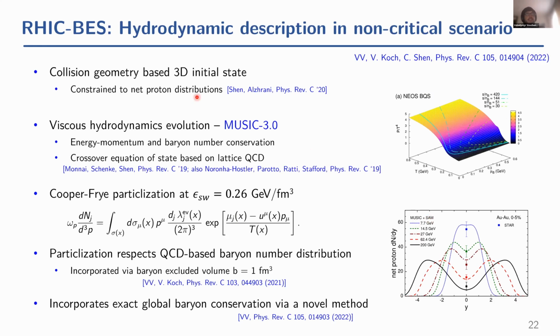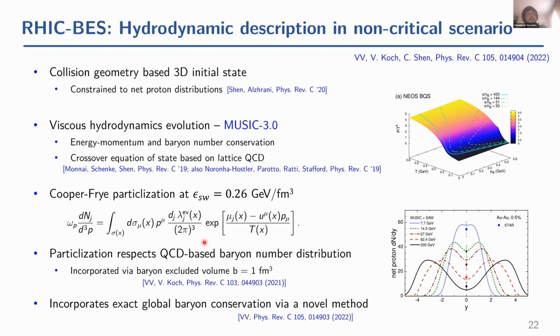The calculation is a 3D hydro simulation using MUSIC. It has been constrained to the bulk observables, like distributions of net proton number, as well as the pT spectra. Consistent with the notion of a non-critical scenario, we use the crossover equation of state, so no critical point, but it is based on lattice QCD, on the Taylor expansion of lattice QCD. Then at the end of hydro, one performs the so-called particlization, so we transform the hydrodynamic fluid and fields into particles.